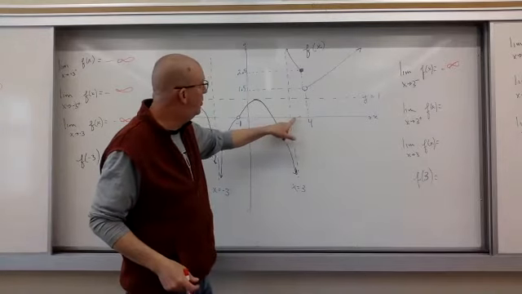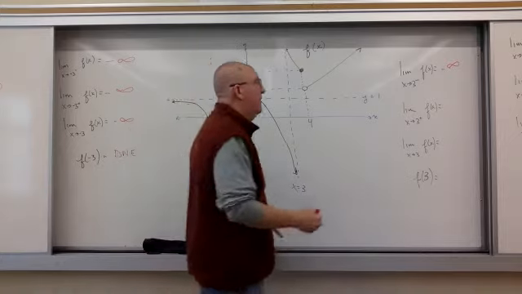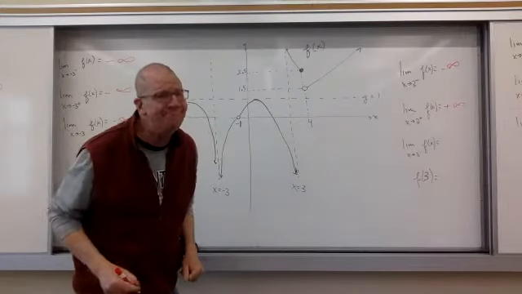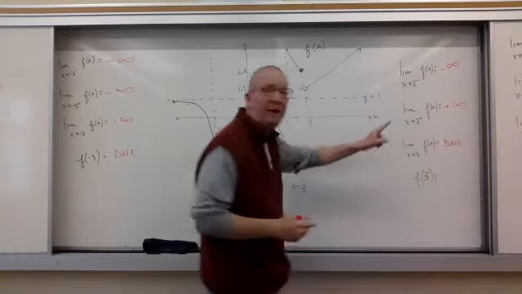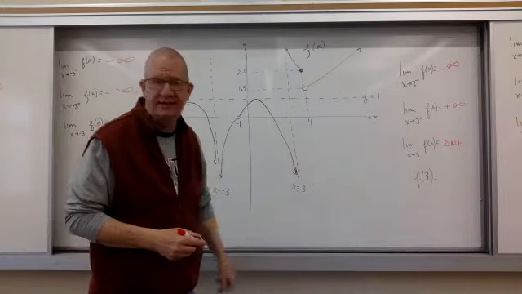How about 3 from the right? Boom, boom, boom. Positive infinity. Therefore, the limit as x approaches 3 does not exist. Do you see the difference between this one and the previous two? How about f of 3? Does not exist.